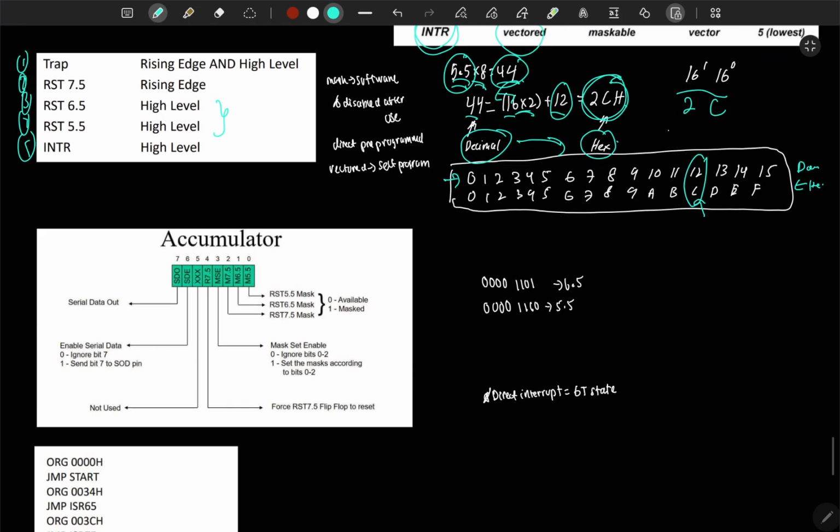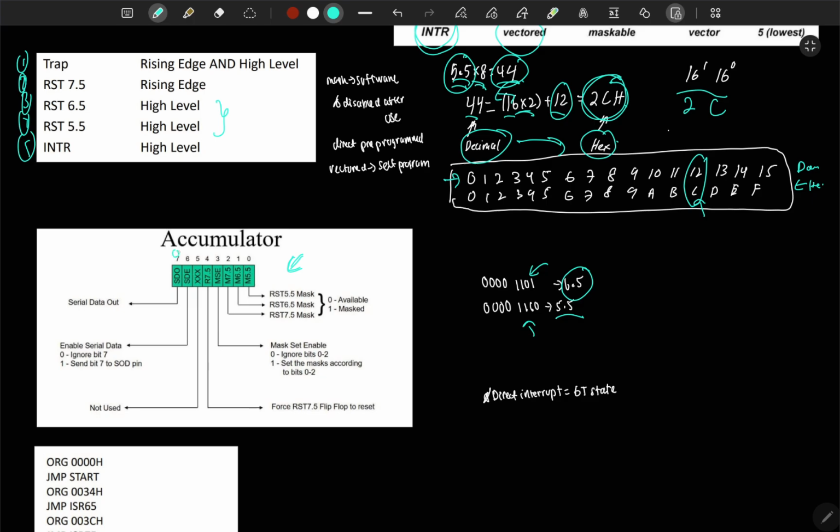So this is how you do the mask for an interrupt. In order to do the mask, we need to know which interrupt we are trying to use. If we are trying to use 6.5, this is the mask that you need to use, and for 5.5, this is the mask that you need to use.